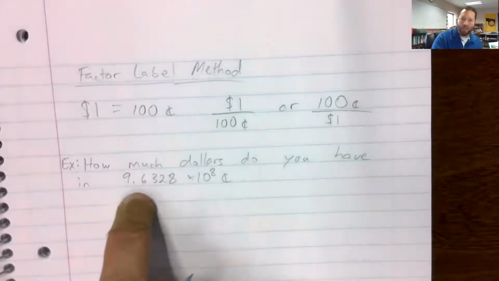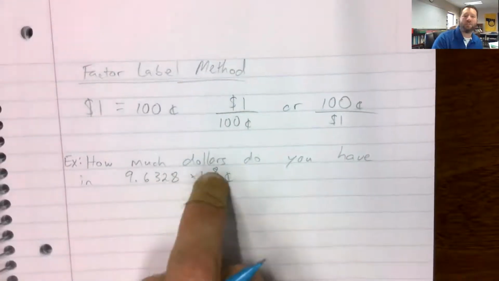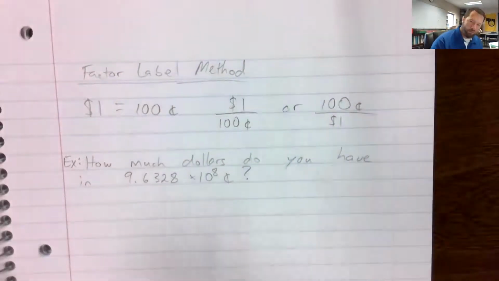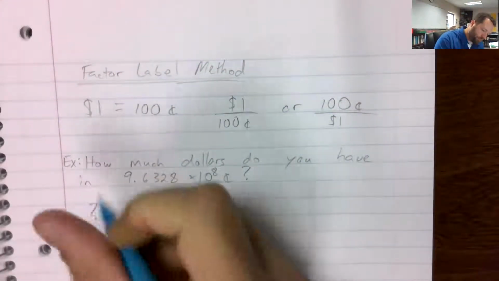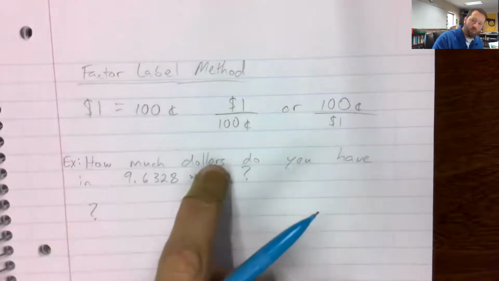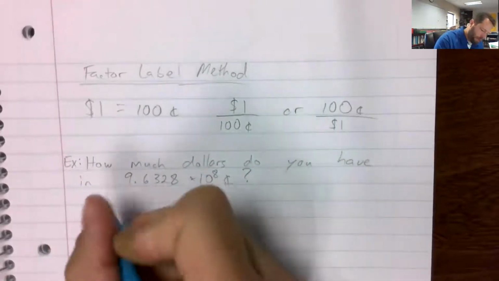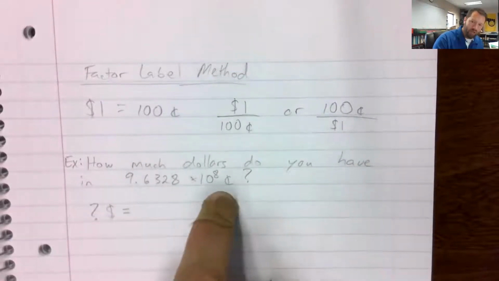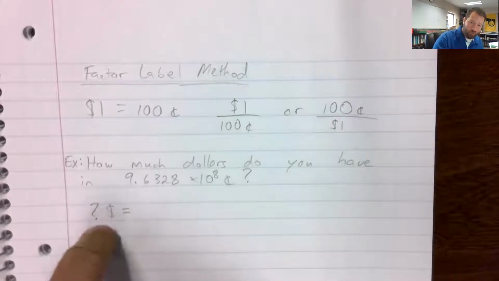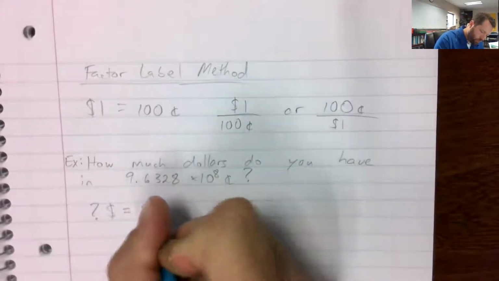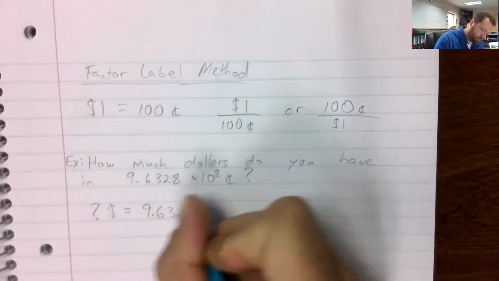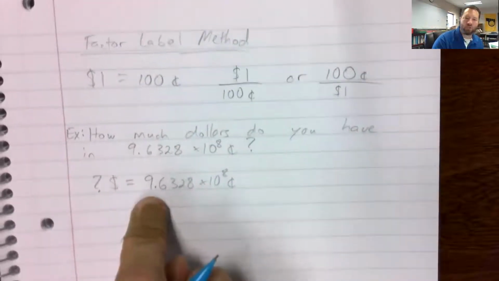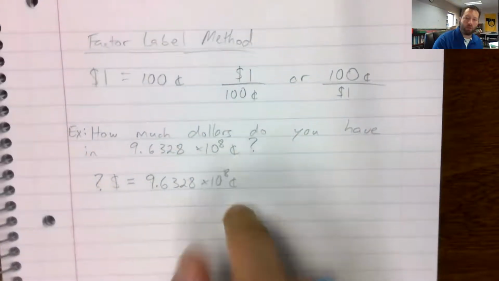So let's say you have 9.6328 times 10 to the 8th cents, and we want to know how many dollars that is. Well, every factor label problem, we're going to start with a question mark. And then what are we looking for? We're looking for dollars. Question mark dollars is equal to, what do we have? So we always start with this. Here's what we're looking for, equal to, what do we have? And we have 9.6328 times 10 to the 8th cents.